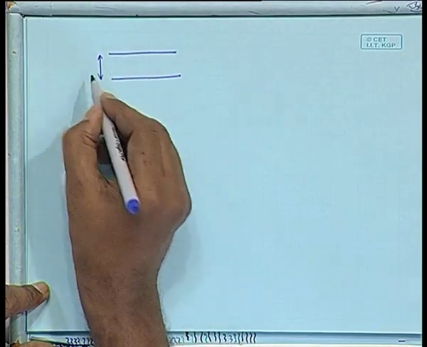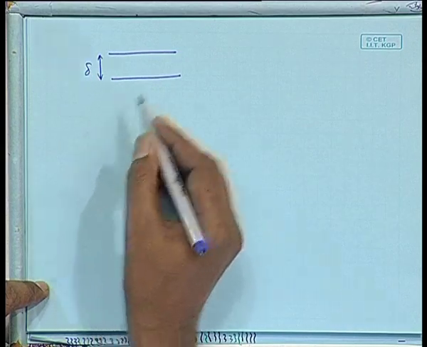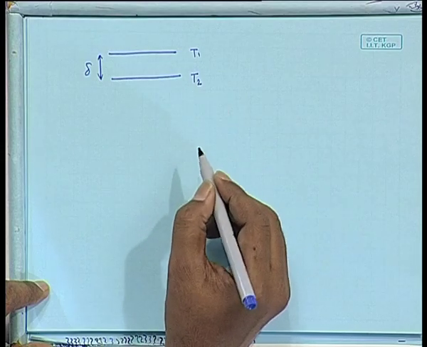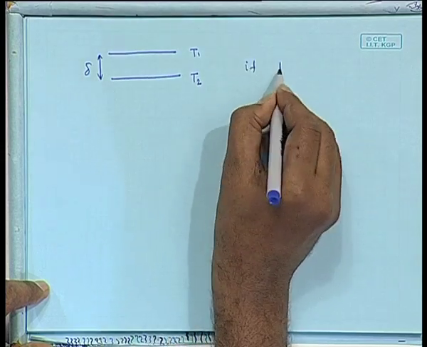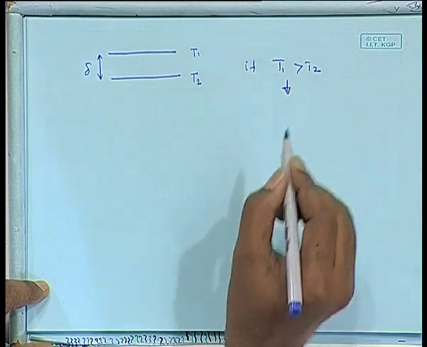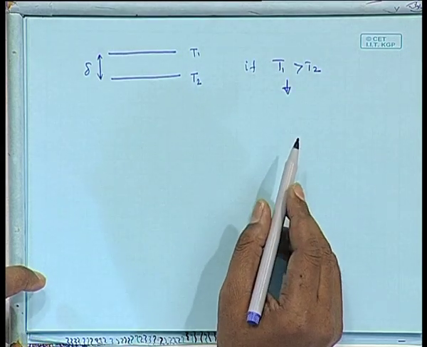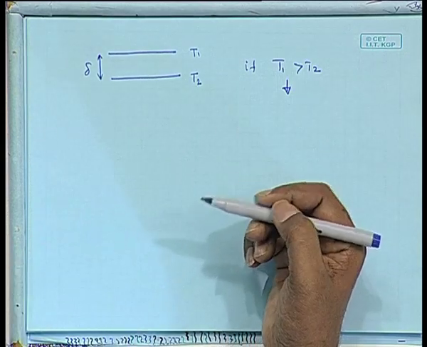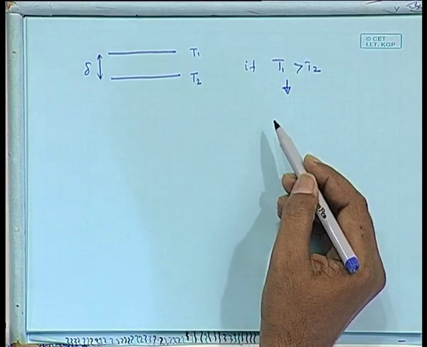There are two plates separated by a distance delta. Top plate is at temperature T1, bottom plate at temperature T2. Now, if T1 is greater than T2, then will there be any heat transfer? There will be heat transfer because there will be a temperature gradient, but there will be no natural convection, there will be conduction only.